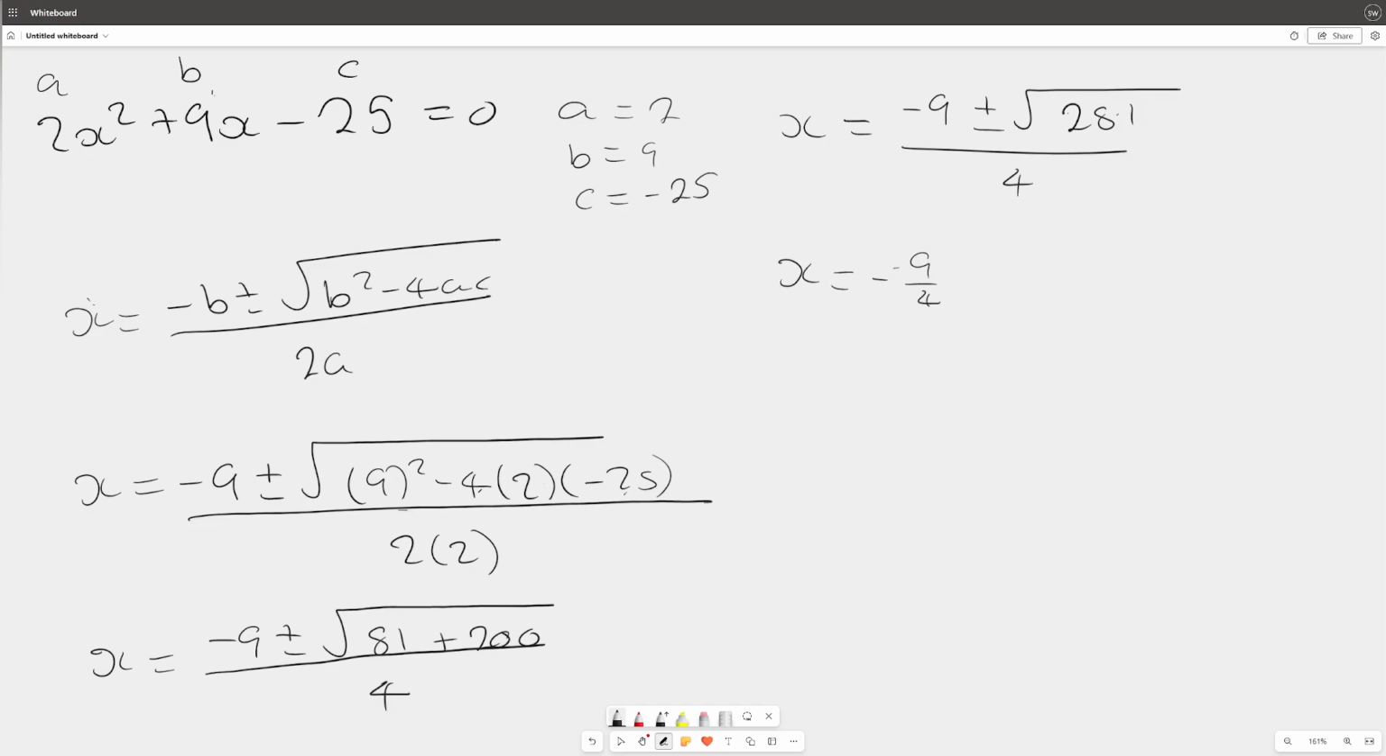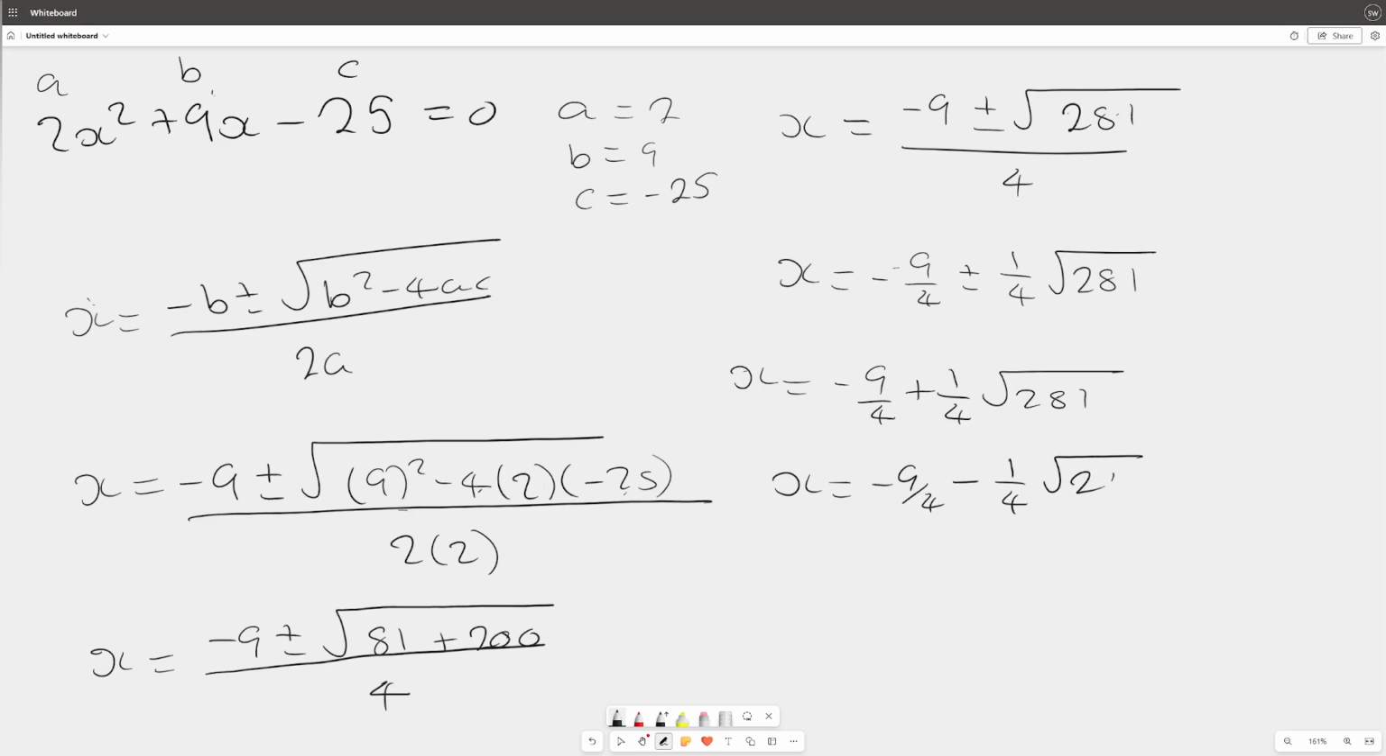You could do a neater way of writing it. You could have minus 9 over 4 plus or minus a quarter root 281. That's simply where I've put this 4 under the minus 9, and I've put it in front of the surd as well, but you do not have to do that. You can then write out your separate answers. x equals minus 9 over 4 plus a quarter root 281, and x equals minus 9 over 4 minus a quarter root 281.